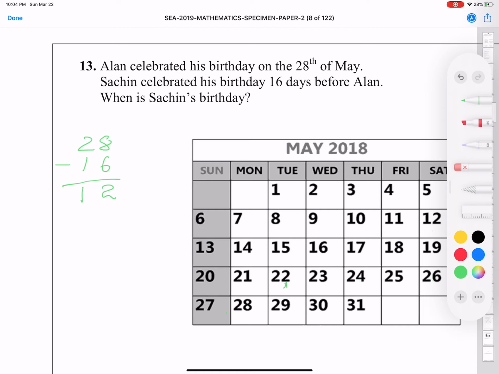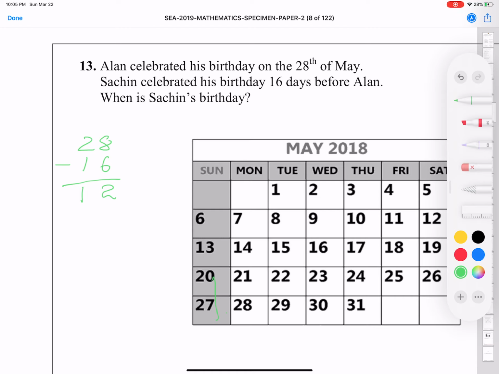Right, this is a calendar, so you remember the numbers, the digits must be decreasing. So you can't go from 27 to 20. You can't go from 27 to 20. 27, 26, 25, 24 if you're counting backwards. So that is something to be careful with about the calendar.